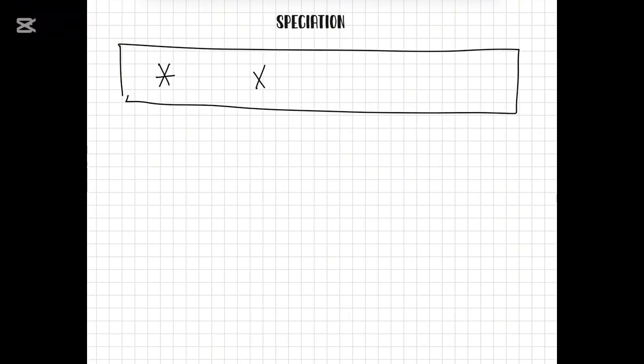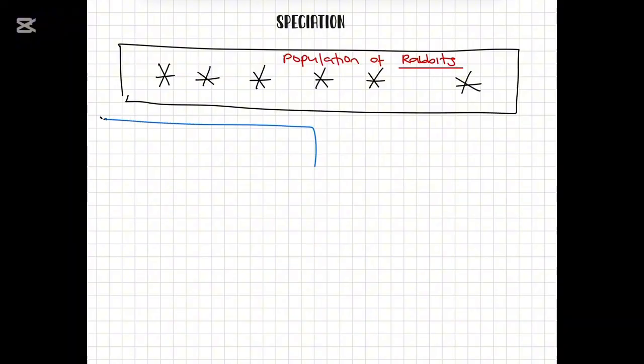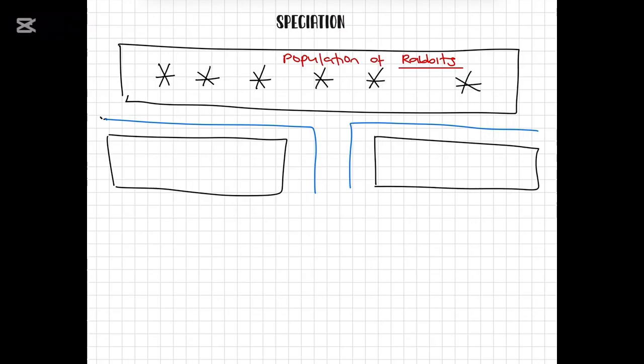Now let's explain it in a diagrammatic way. You have a population. It's one population. And we can say a population of rabbits, for example. This population is then split by a geographical barrier. We could say the river. Now, our river separates the population into two, 1 and 2.